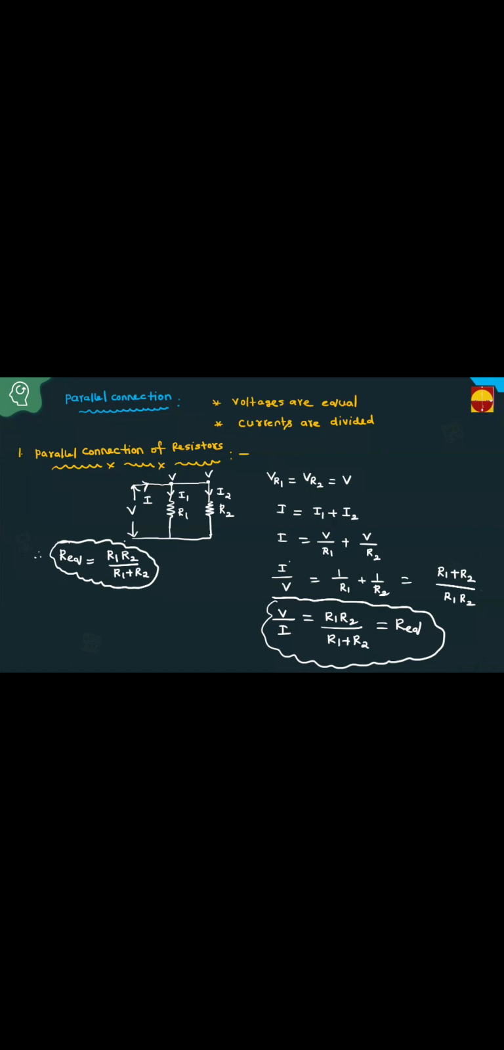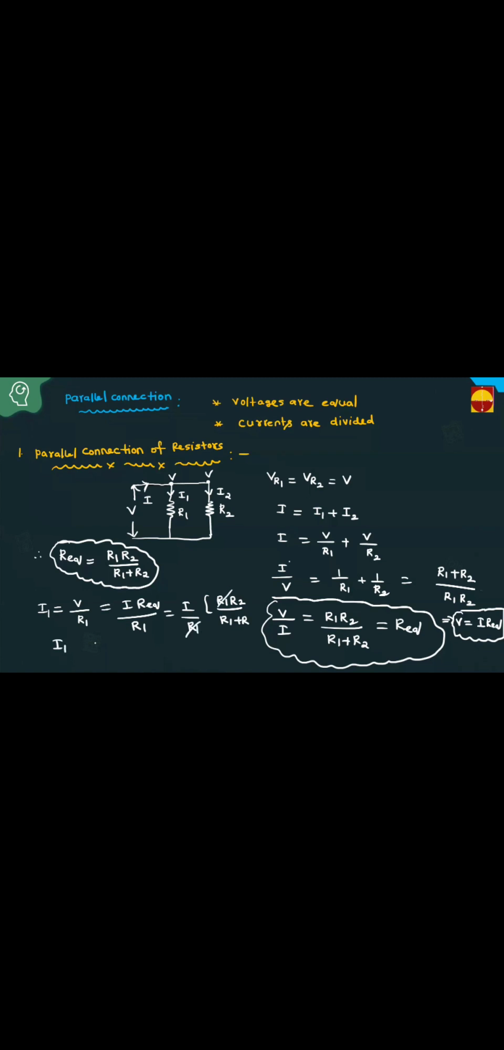Now we have to apply the current division rule. What is the current through R1? What is the current through R2? You have to calculate. I1 equals V by R1. From this, V equals I into R equivalent. Bring this I to this side: V equals I into R equivalent. I am writing I1 equals I into R equivalent by R1. What is R equivalent? R1 R2 by R1 plus R2, divided by R1. This R1 and R1 cancel.